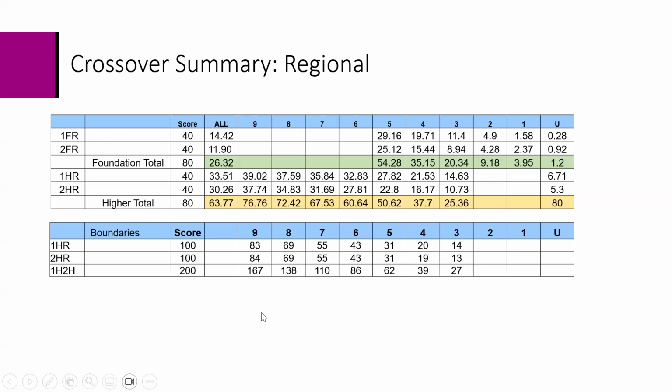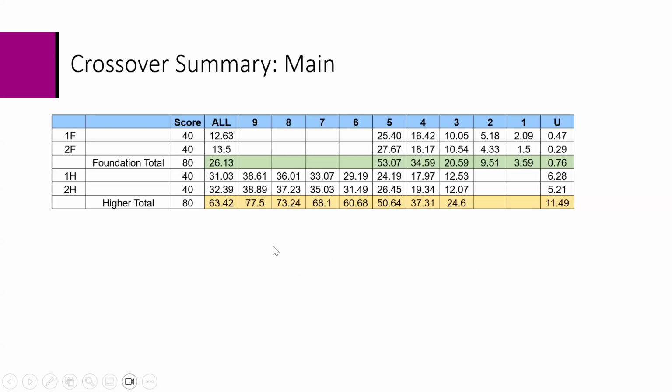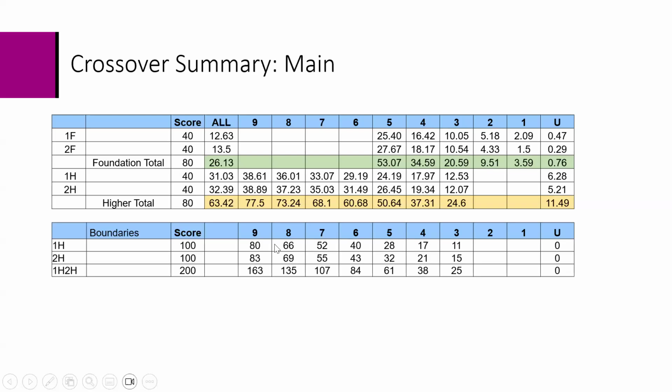If you are using the main papers, I've actually got the summary statistics of those if you're using those in your mocks. So you can use either the home or the regional papers.